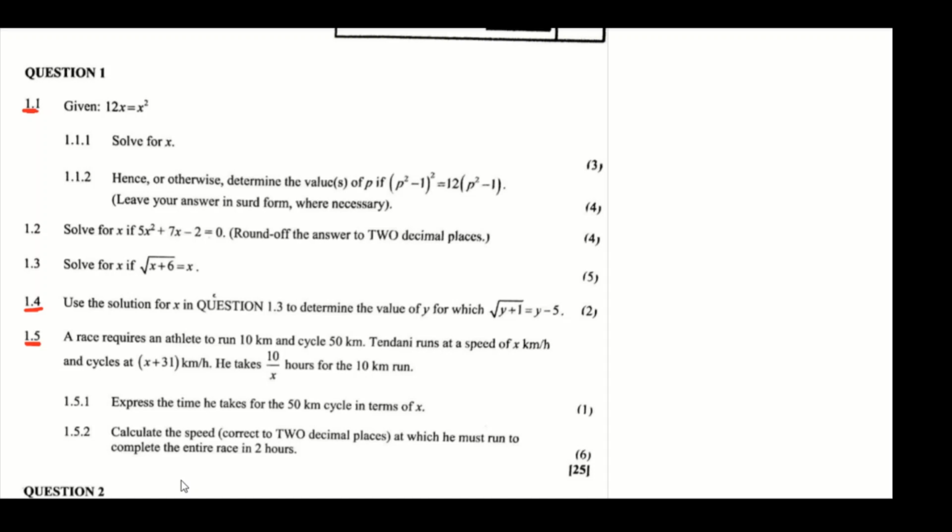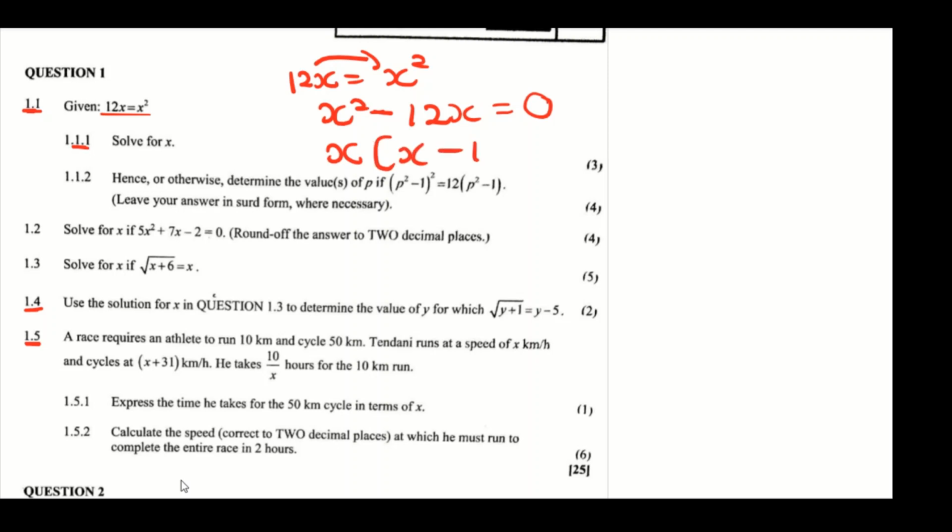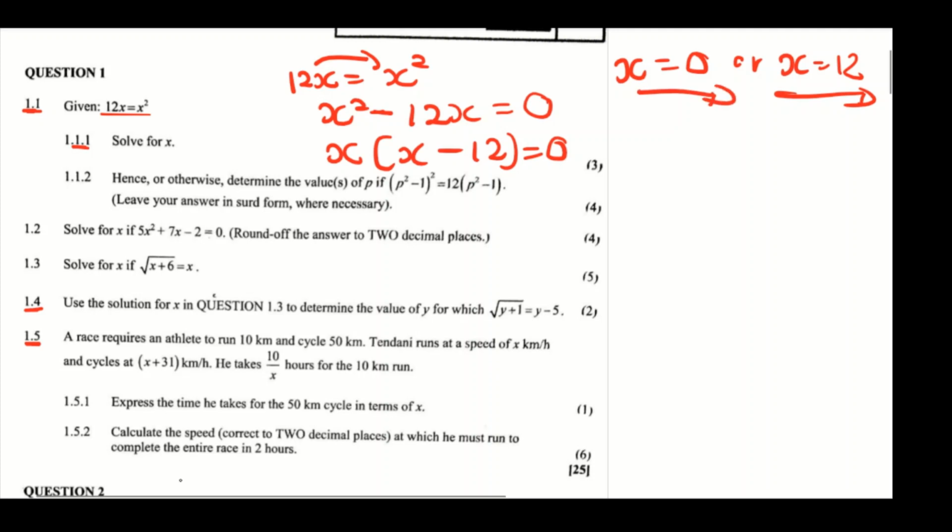Anyways, let's do 1.1. We are asked to solve for x for this problem. So what we have is 12x equals x squared, right? So I'm going to transpose this 12x to the other side. I have x squared minus 12x equals 0. And then I factor out the x into x(x minus 12) equals 0. Then my solutions for x would be x equals 0 or x equals 12. So we are done with this problem here.